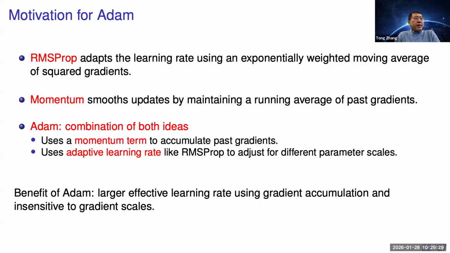The benefit of Adam is you have a larger effective learning rate, which is basically a one-sentence interpretation of why you want to use momentum or gradient accumulation. And it's also insensitive to gradient scale, which comes from the adaptive learning. So when you have deeper networks, or more difficult to optimize networks like transformers and so on, this is really the default method which needs to be applied. Okay, so that's basically the add-on.